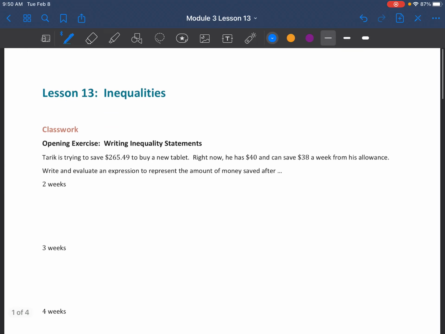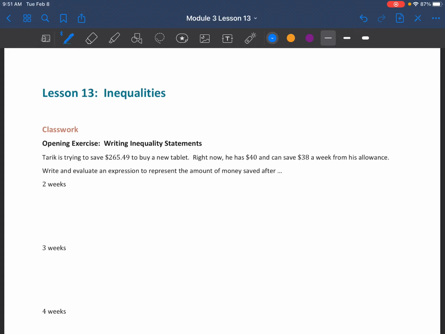Module 3, Lesson 13. Today we're going to spend some more time looking at inequalities, and we're going to be writing some inequality statements to start out with. And so let's get started. In this opening exercise, we're going to be writing inequality statements.